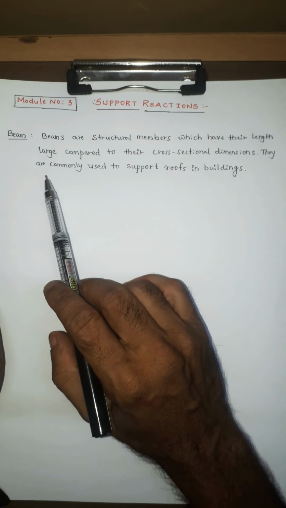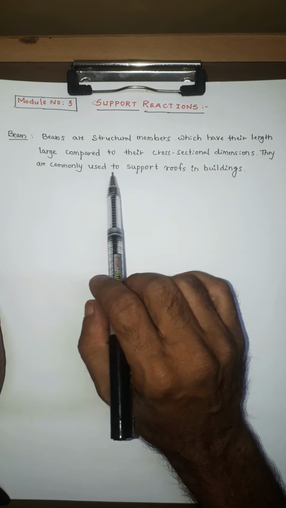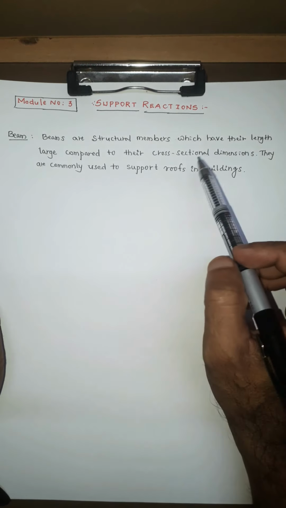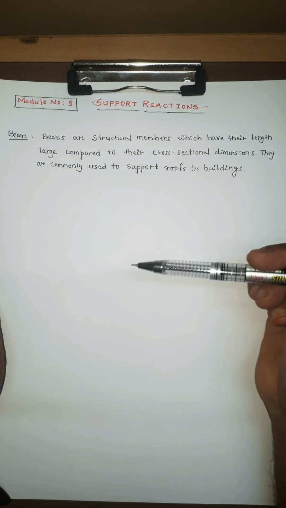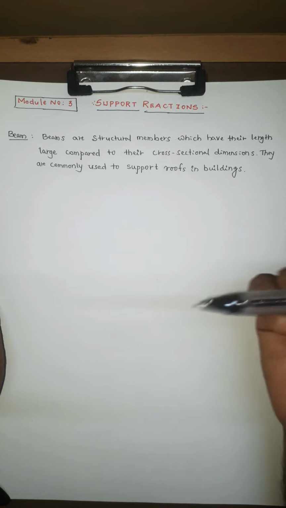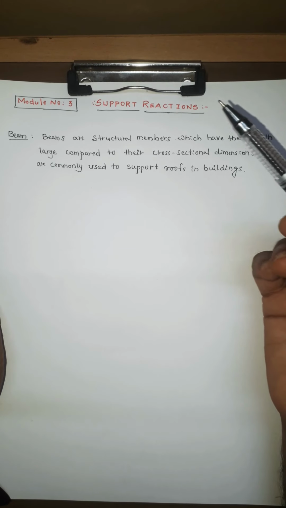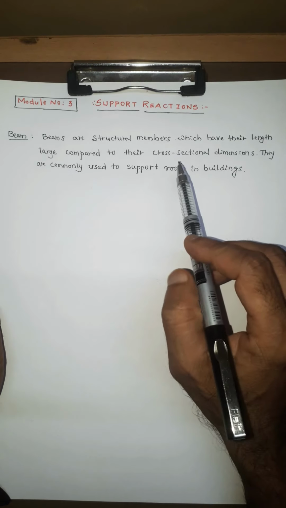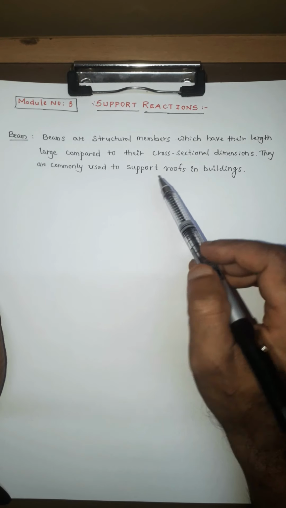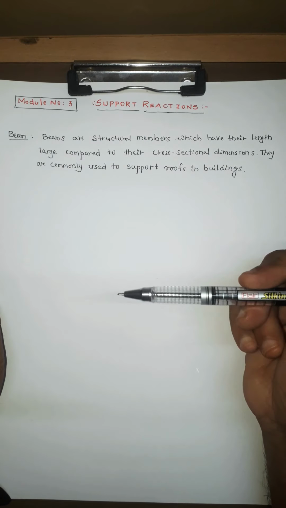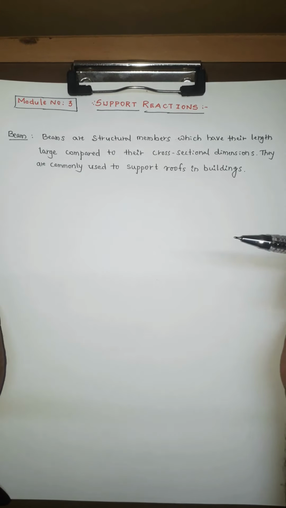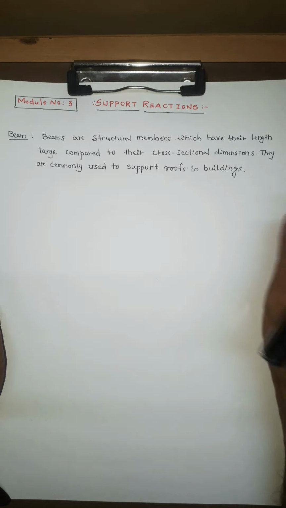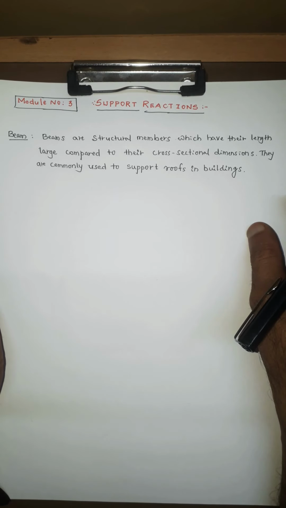Beams are normally used to support the roofs, that is, the slab. If you see our buildings, the beam will be there, and above the beam the slab will be there. Whatever the slab load is, that slab load is going to transfer to the beam, and the beam load is going to transfer to the next element, that is, the columns. So columns are nothing but the supports here. Then what is the main function of supports, and what are the different types of supports, we're going to see.